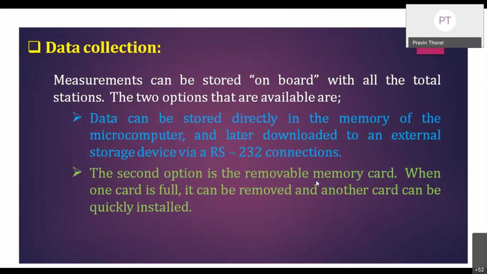Data collection. Measurements can be stored on board with all the total stations. The two options that are available are: data can be stored directly in the memory of the microcomputer and later downloaded to an external storage device via RS-232 connection. This is the name of this cable shown in the video. The second option is the removable memory card. When one card is full, it can be removed and another card can be quickly installed. This is the method to collect data to be surveyed.